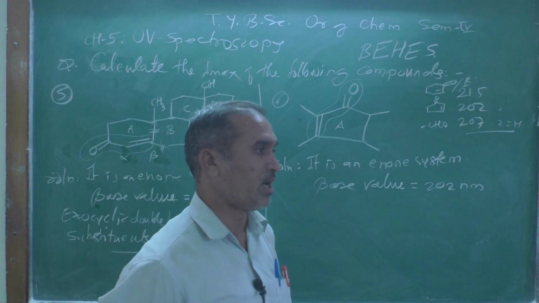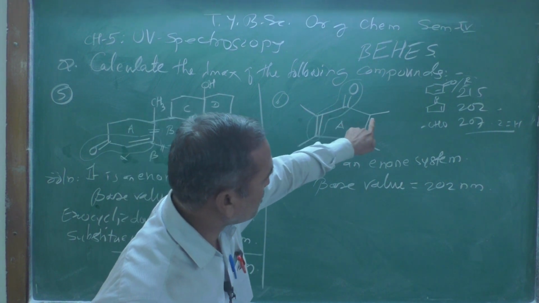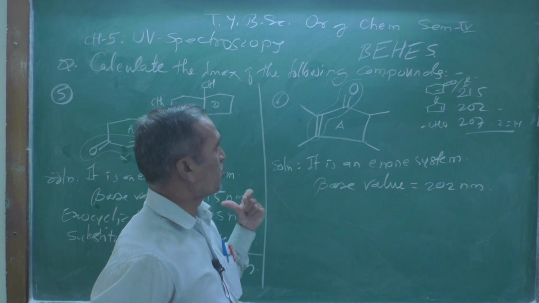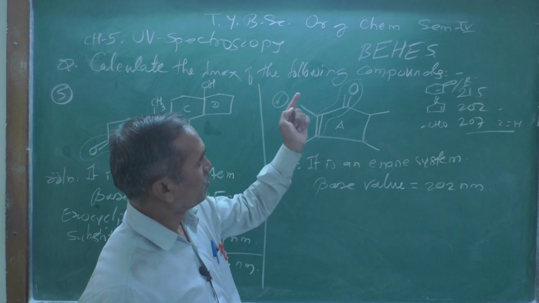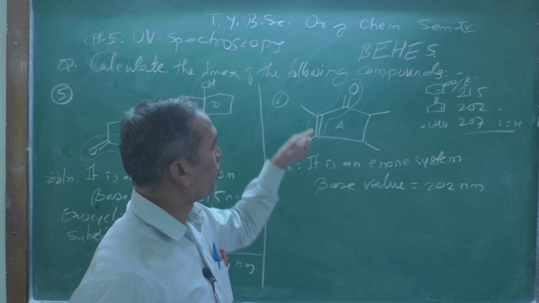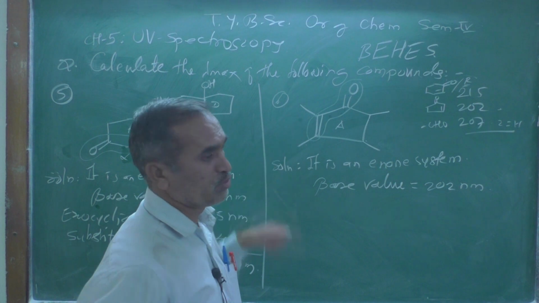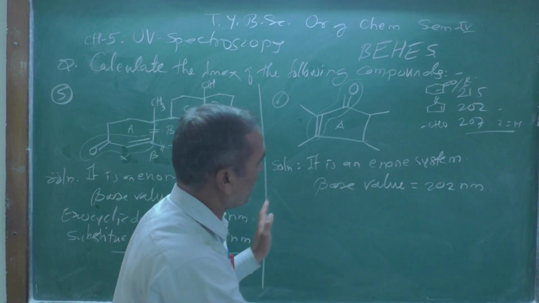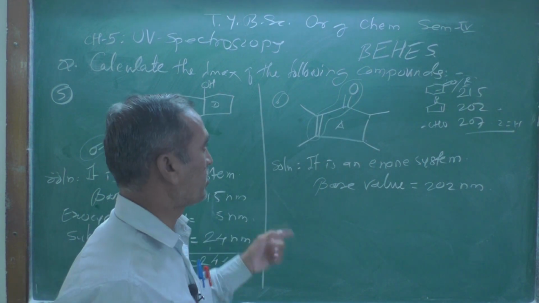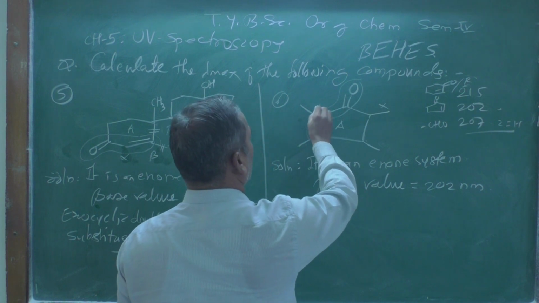While labeling substituents, always remember this is the carbonyl group, this is an adjacent carbon atom, and this is also an adjacent carbon atom. But which way should we go? We should follow the path where the conjugation, where the chromophore is, that way you should label it. Don't go the other side. This one is also an adjacent carbon atom, but don't go this way. Don't label this. But this is there, and therefore you can label it.